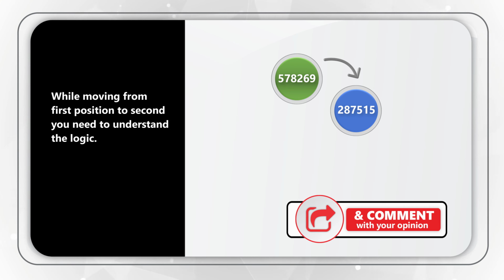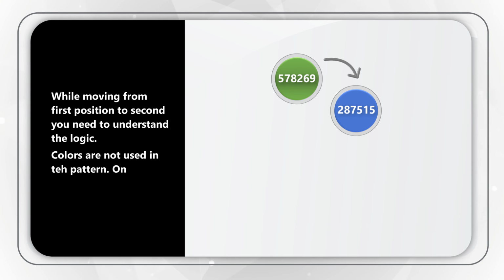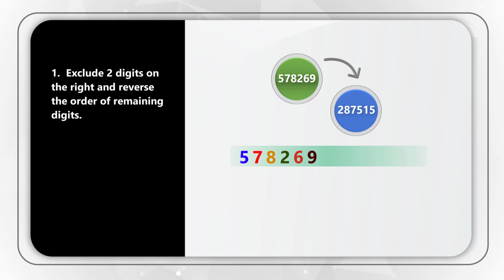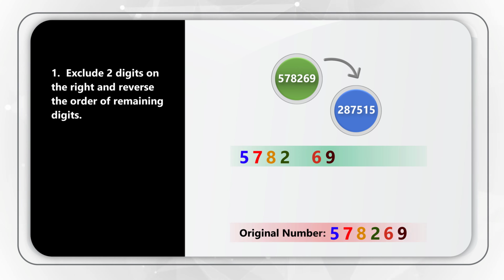As you might have suspected, the colors are not used in the pattern, and they're there just to deceive you. Only numbers are important. And to complete the transformational pattern, we need to do it in 3 steps. Step 1. We need to exclude 2 digits on the right and reverse the order of the remaining digits. For example, original number is 5782 and then 2 digits 69.